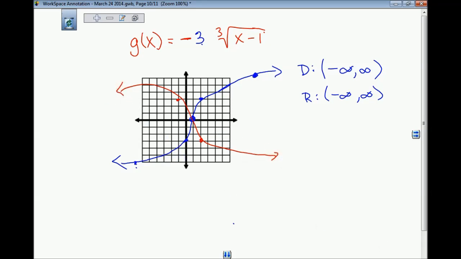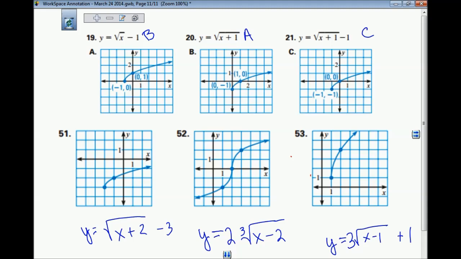Okay. All right. So for homework, we have a worksheet. It's just practice of these graphs and giving the characteristics.